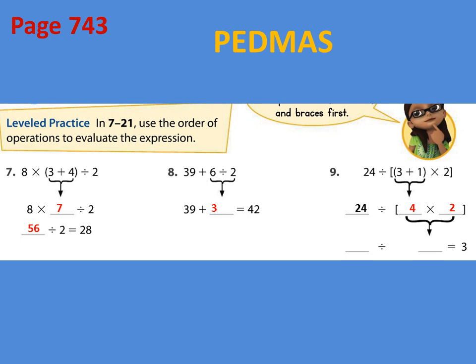4 times 2 is 8, okay, but 24 stays the same. 4 multiplied by 2, it's 8. The last operation is 24 divided by 8, it's 3.